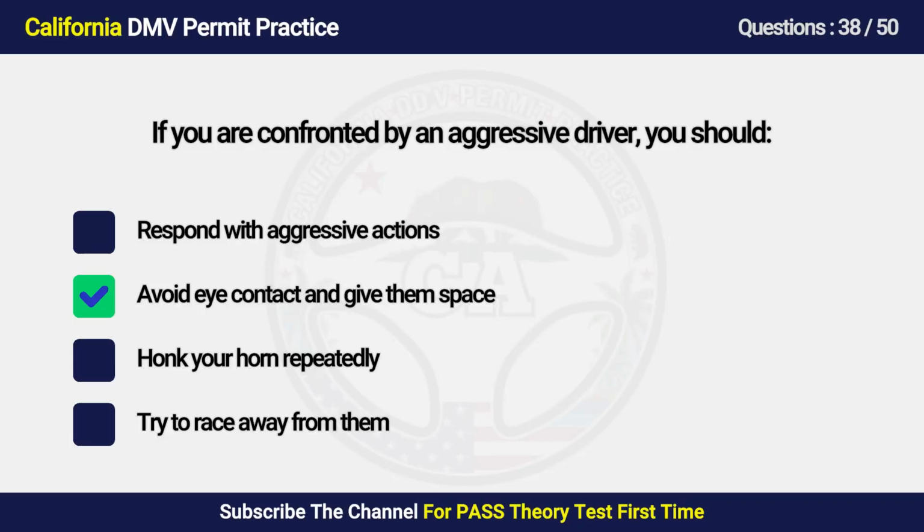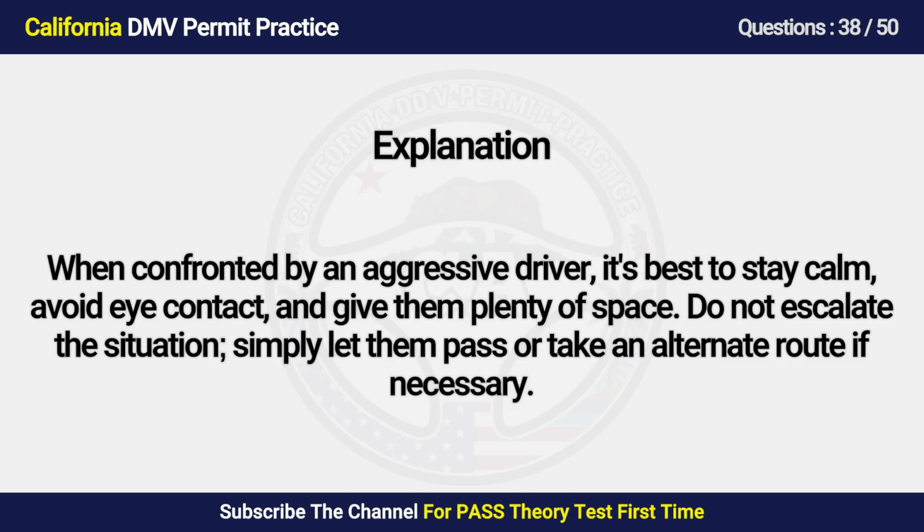Answer is B. Avoid eye contact and give them space. When confronted by an aggressive driver, it's best to stay calm, avoid eye contact, and give them plenty of space. Do not escalate the situation. Simply let them pass or take an alternate route if necessary.